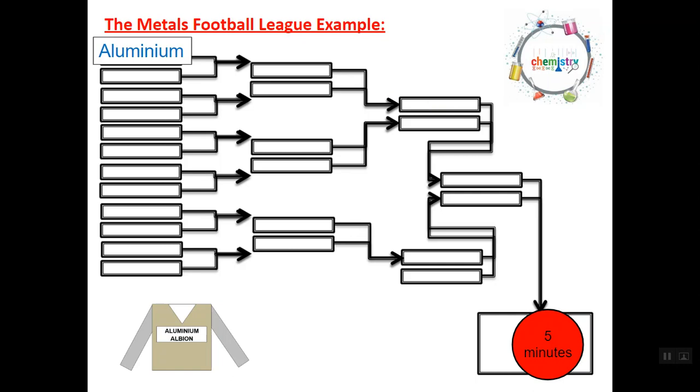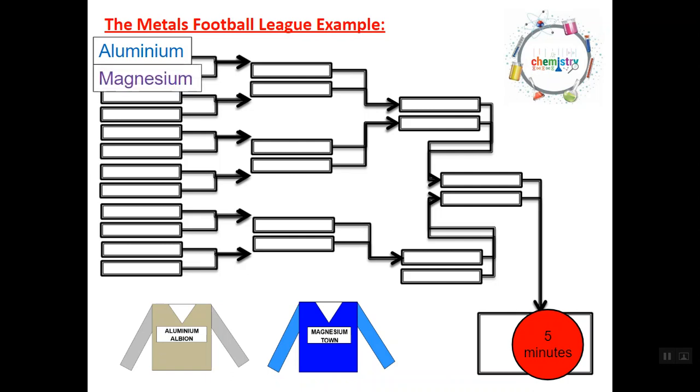So aluminium goes in the top, and he has the chloride because he's the first one, and magnesium comes in. Magnesium is a lot more reactive than aluminium. If you go to your reactivity series, it's above it, which means it can kick aluminium out, and magnesium goes on to the next round. You will then pick another two, and then who wins goes on to the next round.